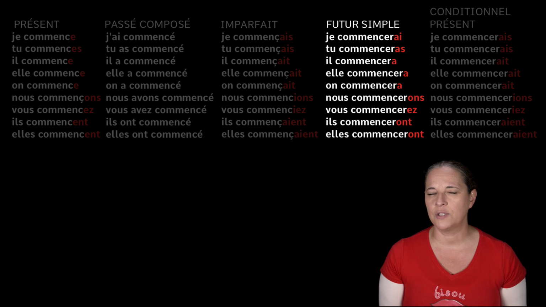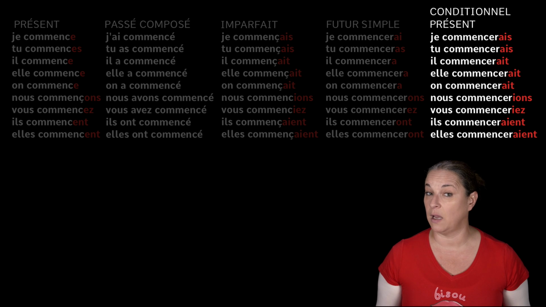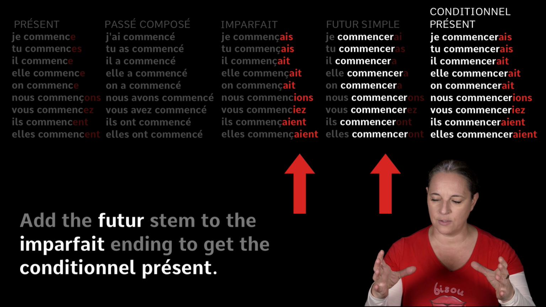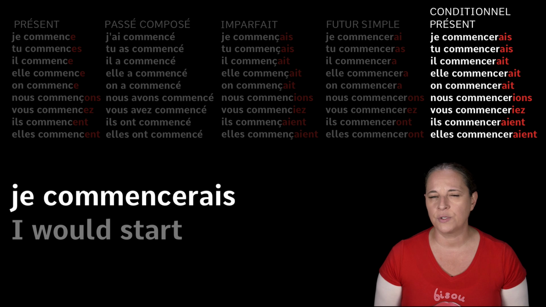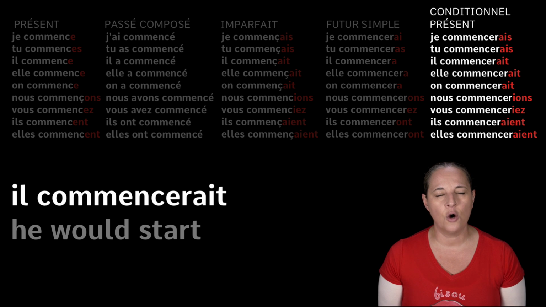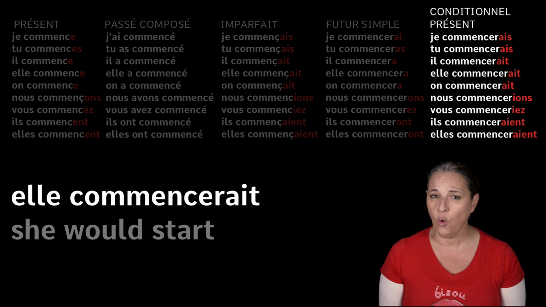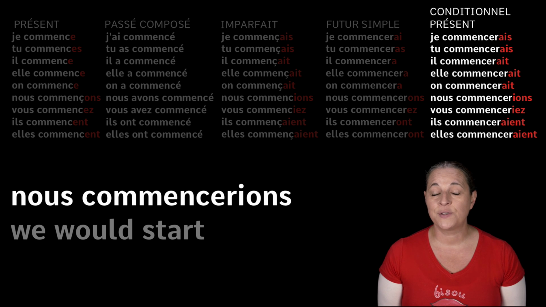Now, let's see what happens when we want to conjugate it in the conditionnel présent. So we want to say, I would start. Okay, so you take commencer, the whole stem, the same as the future, and you add the imperfect endings. So, je commencerais. I would start. Tu commencerais. You would start. Il commencerait. He would start. Elle commencerait. She would start. On commencerait. One would start. Nous commencerions.